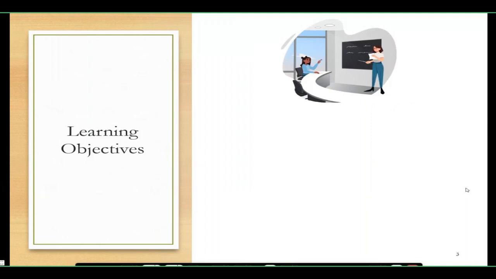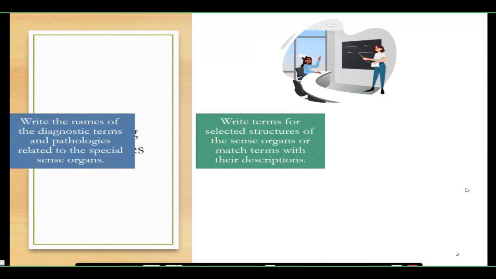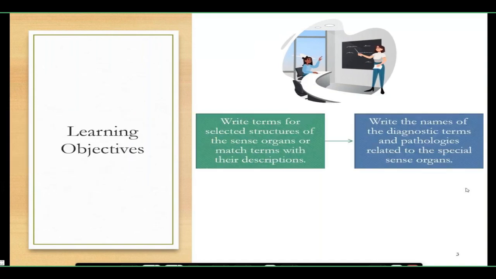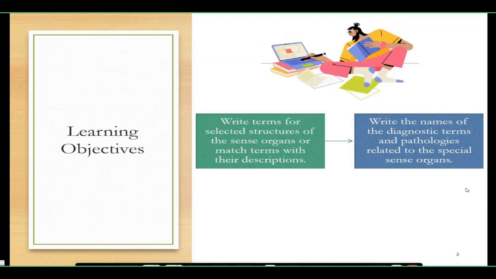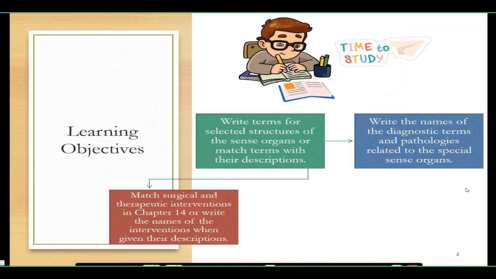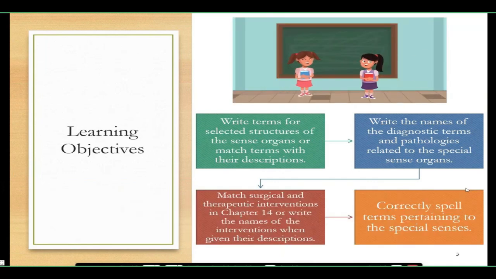In this lesson, we will also learn to write terms for selected structures of the sense organs, or match terms with their descriptions, write the names of the diagnostic terms and pathologies related to the special sense organs, match surgical and therapeutic interventions in Chapter 14, and write the names of the interventions when given their descriptions, and correctly spell terms pertaining to the special senses.